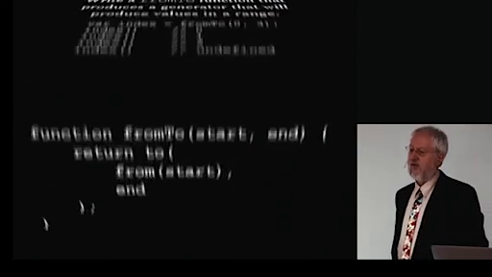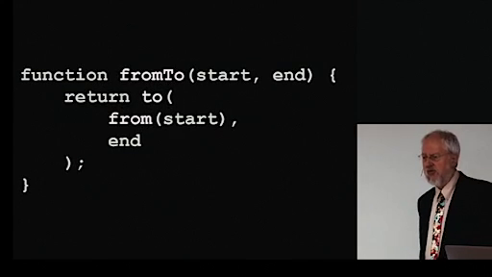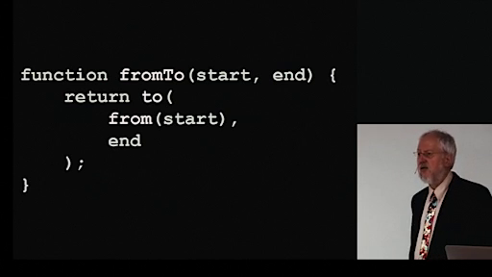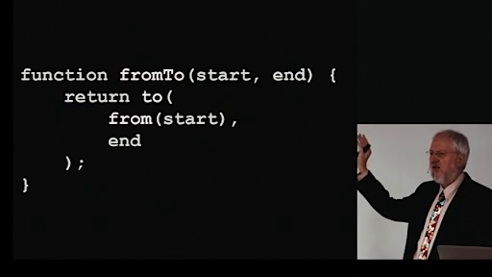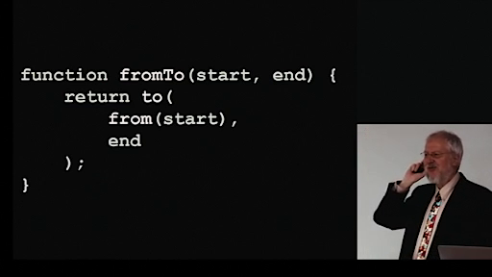So here is from to. From to takes a start value and an end value, and it returns the result of calling to, passing it from start and end. So who got something that works? Very good. Who did it the hard way? Yeah. First rule of functional programming, let the functions do the work.